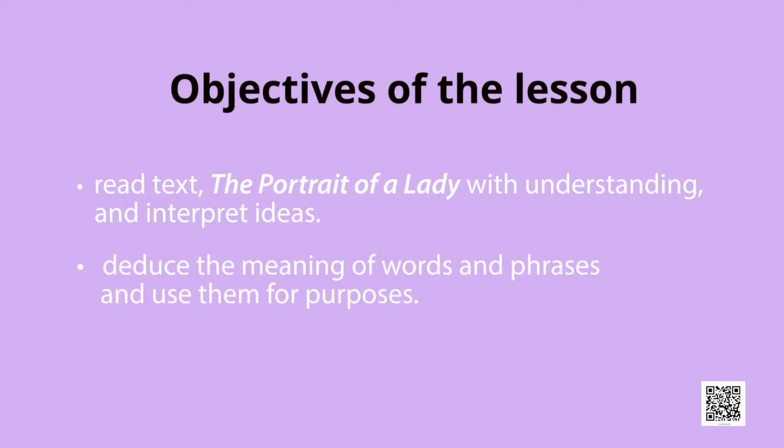Then deduce the meaning of words and phrases and use them for purposes. Fine, learners, we have got two objectives for you. One is we read and understand the text, interpret the ideas, events and the language used, and also we pay special attention to some of the words and phrases which Khushwant Singh uses to make it effective, interesting and create images in our minds.